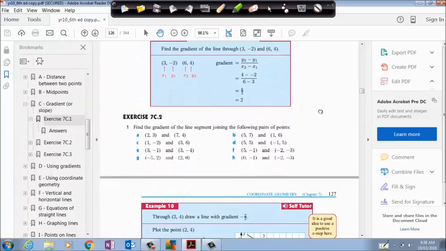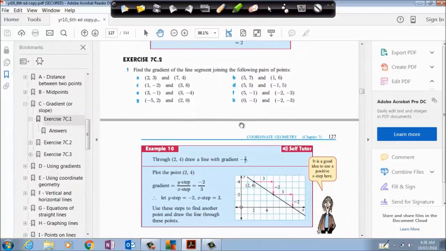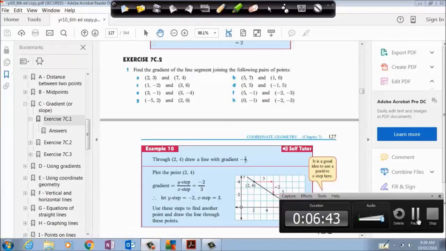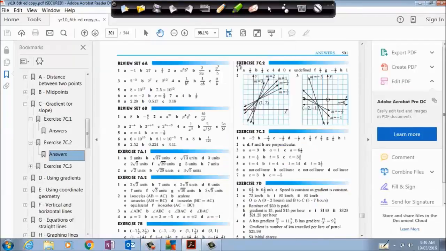Okay, now you can try using the formula method to do exercise 7C2. So if you pause this and then try those questions. And here's the solutions, 7C2, all of those answers there for the slope.